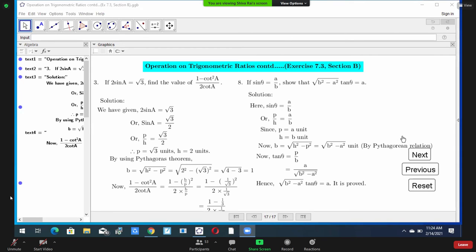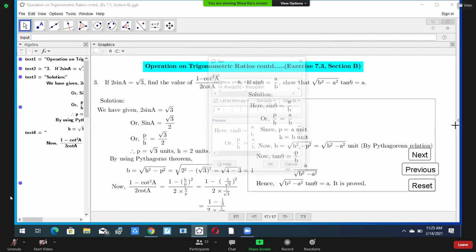So look here. How are we getting this relation? By using the Pythagoras relation. So you look here, now tan theta equals P upon B. Why are we using tan theta? Because you look here, to get tan theta in the result, otherwise how does tan theta come here? So to get under root B square minus A square tan theta equals A, we are using the ratio of tan theta.